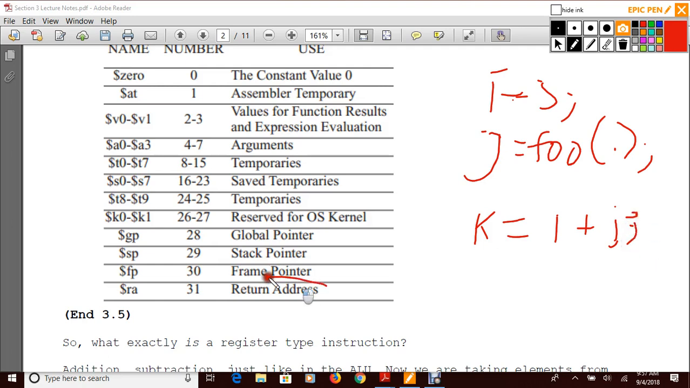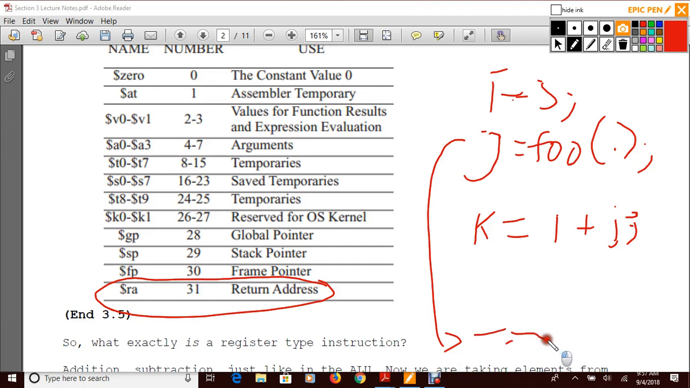So what this return address is doing, I jump to the portion of the instruction memory that contains the function. It does the function stuff, and then the return address tells me I need to jump back here in the instruction memory so I can begin again in the main function.